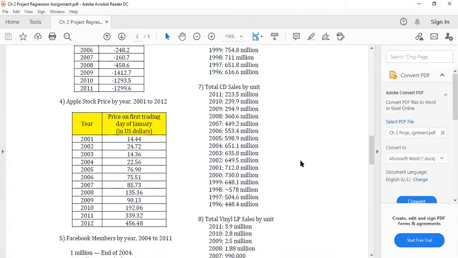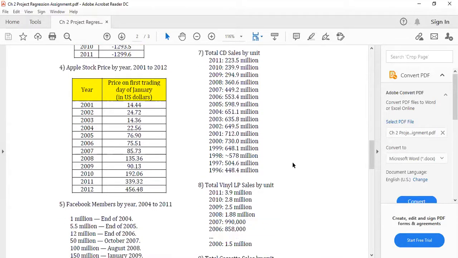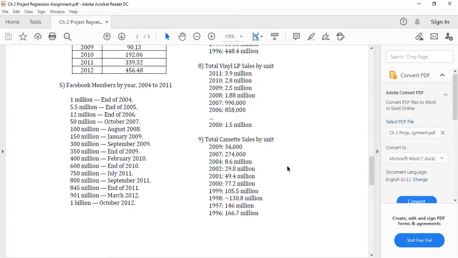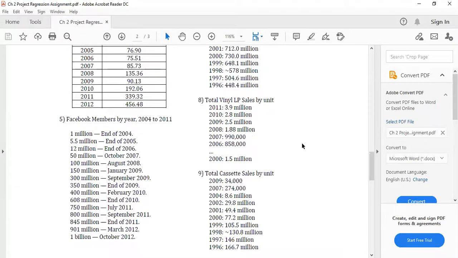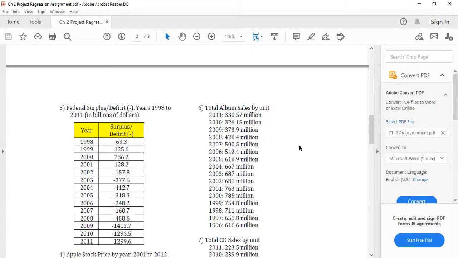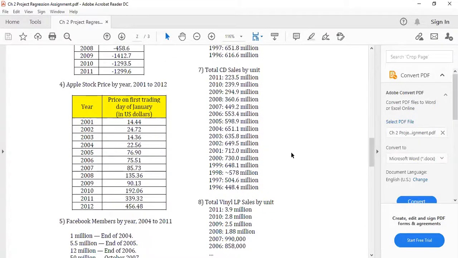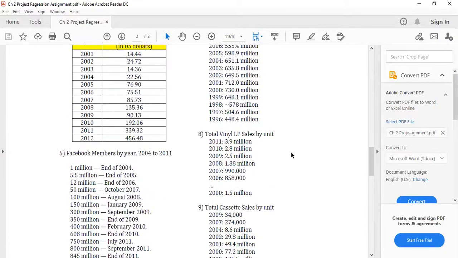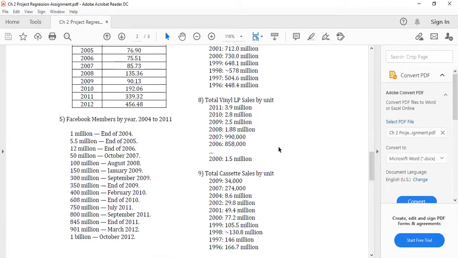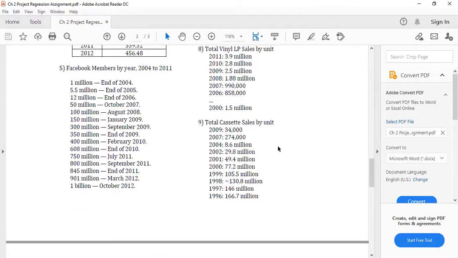Number 3, federal surplus deficit years 1998 to 2011 in billions of dollars. Number 4, Apple stock price per year from 2001 to 2012. We can probably add on to that too. Number 5, Facebook members by year 2004 to 2011. Number 6, total album sales by unit. Number 7, total CD sales by unit. Number 8, total vinyl LP sales by unit. Number 9, total cassette sales by unit.